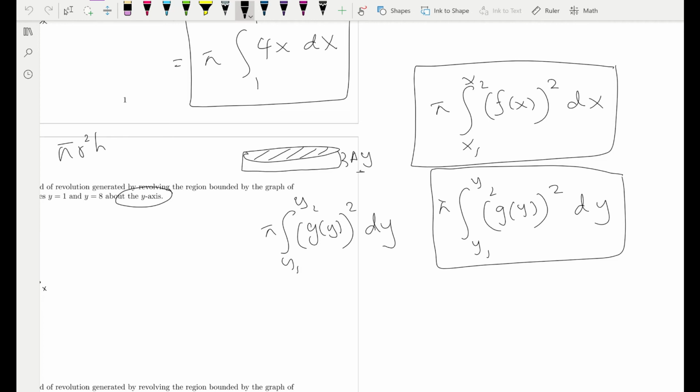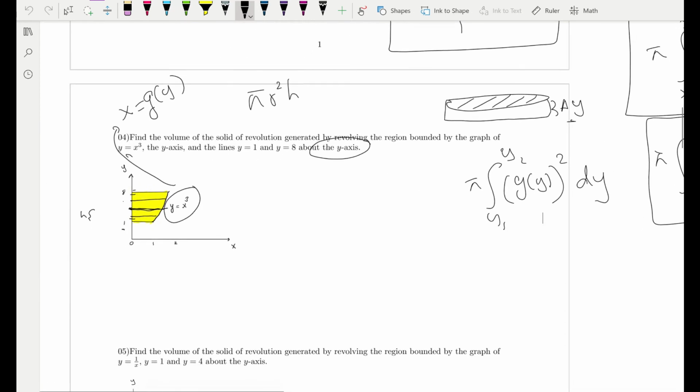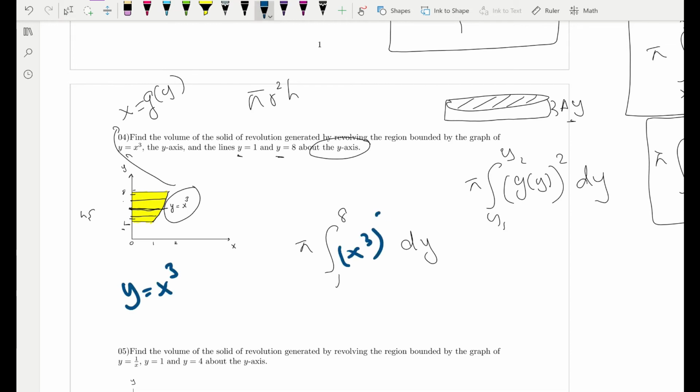So that's the thing that changes. All right, so let's do this example. Now you're rotating around the y-axis, so the y values are going from 1 to 8. So the integral from 1 to 8 of pi dy. Those things are easy to write. Now what's the function? The function here is y is equal to x cubed, but you can't use that. You can't say this is x cubed squared, because now you're rotating around the y-axis and you set up the integral in terms of y. So you need to make x the subject.